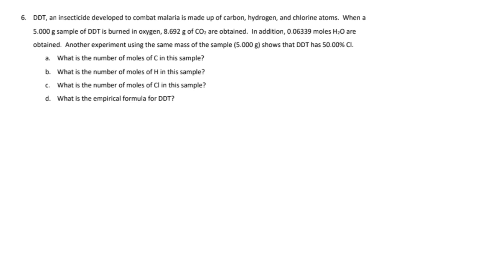And so when we have this sample of DDT burned, we get a certain amount of CO2 and a certain amount of H2O. We also, in a second experiment with the same exact mass, determined that it's 50% by mass chlorine. And so what this problem is doing is it's breaking up, getting the individual moles of each element into individual steps, and then getting the empirical formula at the end.